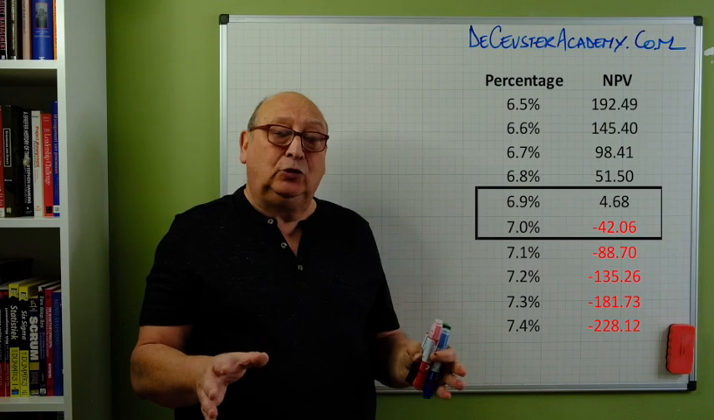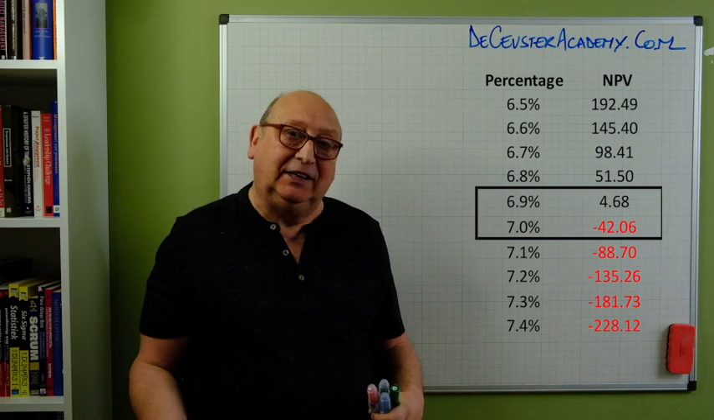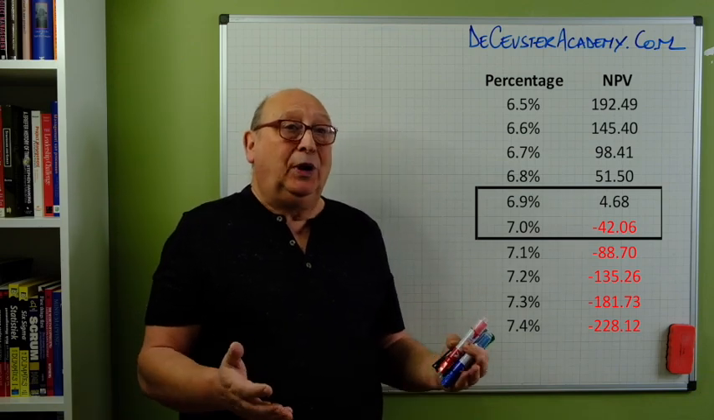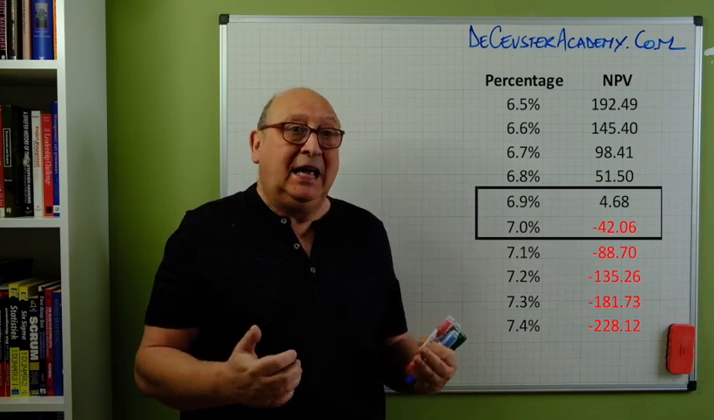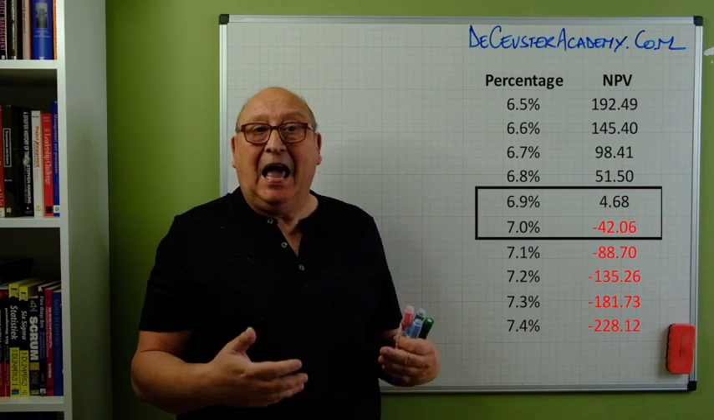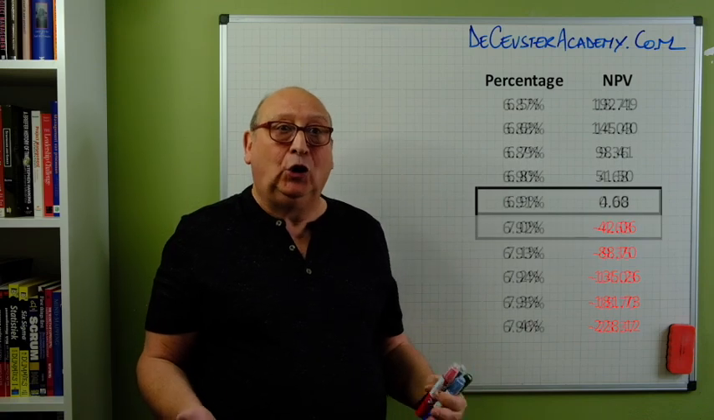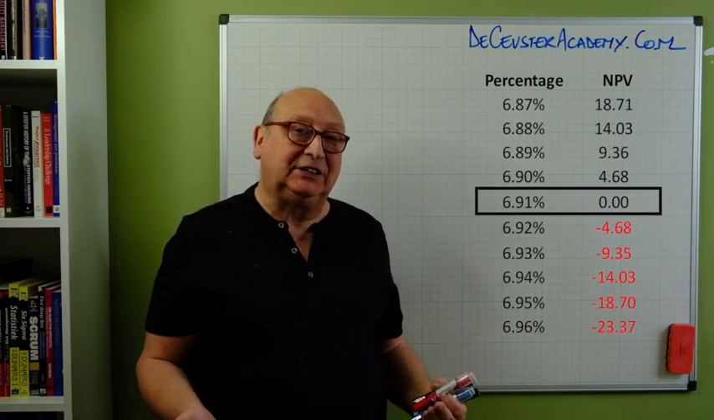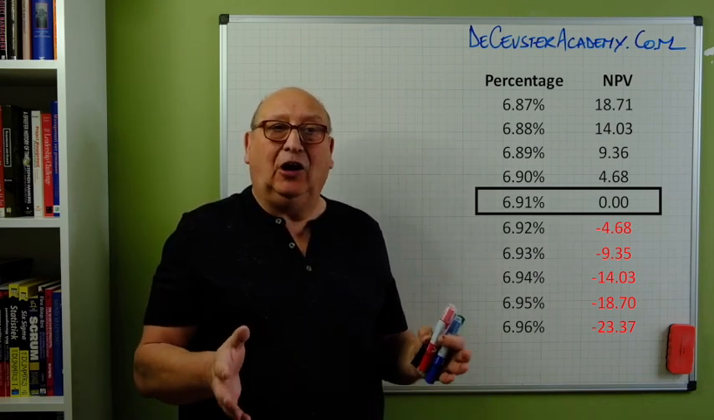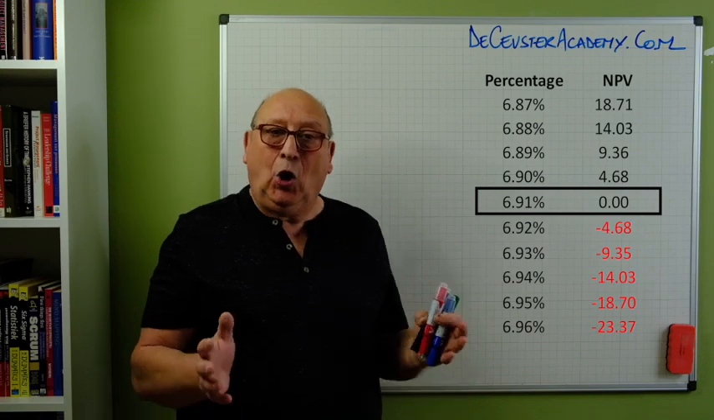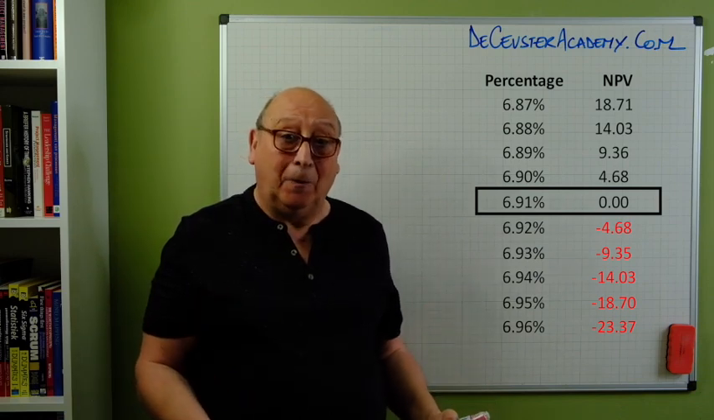Let's look at the next table. We're going now to percentages from 6.5 till 7.4%. And what do we see? Well, we see that now we find that the 0 NPV is between 6.9 and 7%. And we continue, we put the next decimal. So we go from 6.87% to 6.96%. And here we find on 6.91 that the net present value is exactly equal to 0.